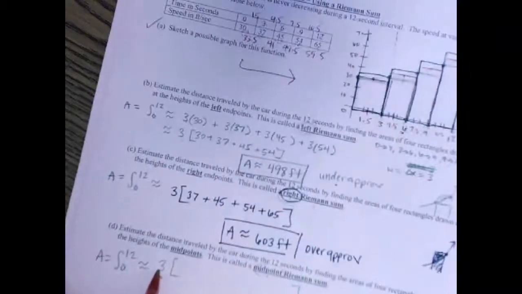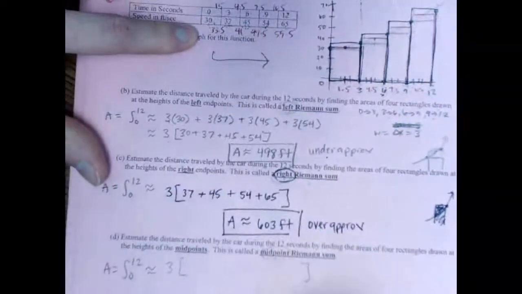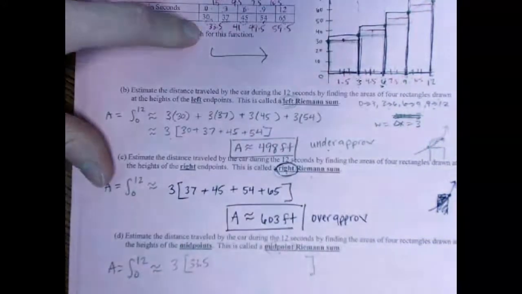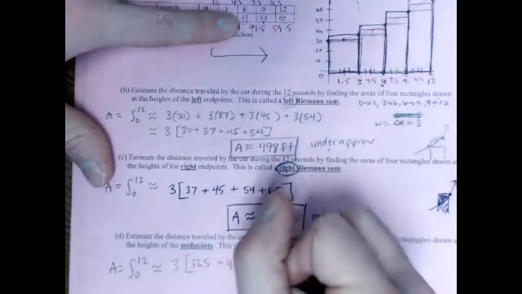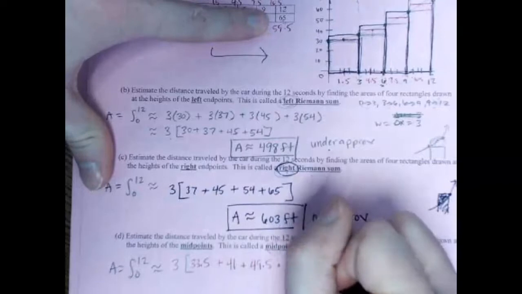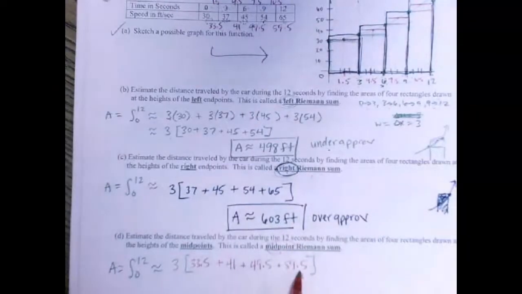I still have the universal width, which was 3, and now I'm just going to take these midpoint values, add them together, and then multiply it by 3. So the first rectangle I guessed had a height of 33.5. Second one was 41. Next one was 49.5. And then the last one was 59.5. Again, how we found those values was by averaging the right and the left.